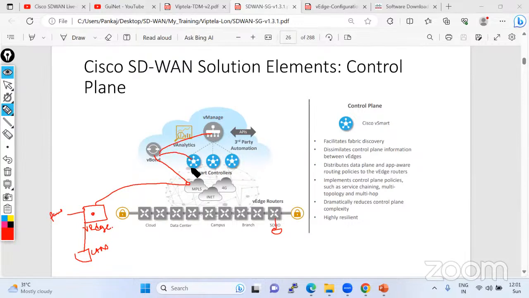Someone newly reached you, right? Then the vManage is going to push the configuration. Whatever configuration is created on the vManage, all of it is going to be pushed to the VH.